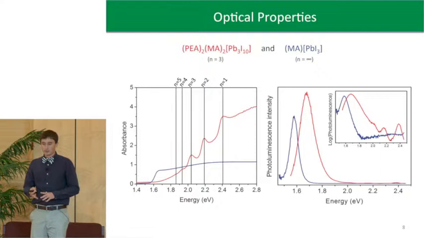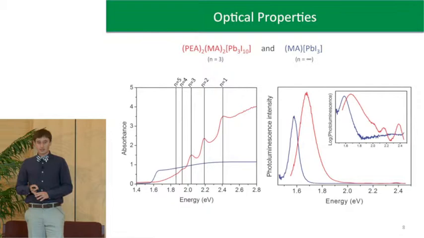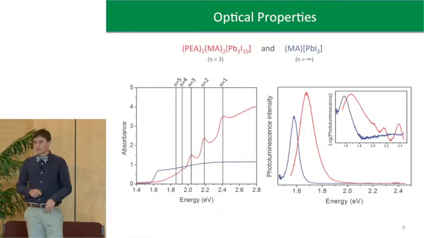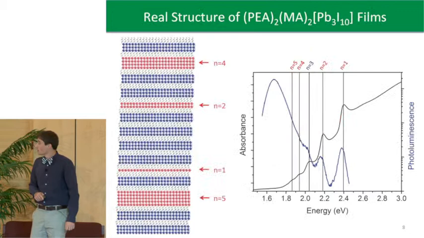However, this photoluminescence is not actually occurring from the n equals 3 material in the film. So we think this is actually a lower energy material in the film, where all the carriers are collecting, and then photoluminescence is occurring from that material. We do think it probably still is a layered perovskite, but it's not exactly the layered perovskite that we were searching for. So this is what we think is actually happening during film formation.